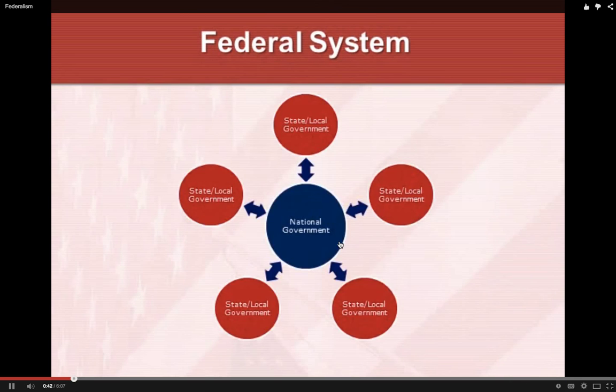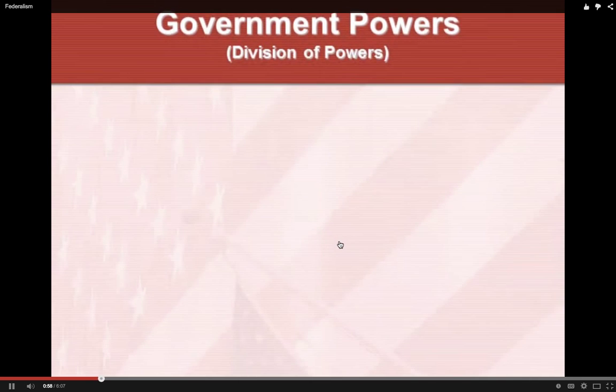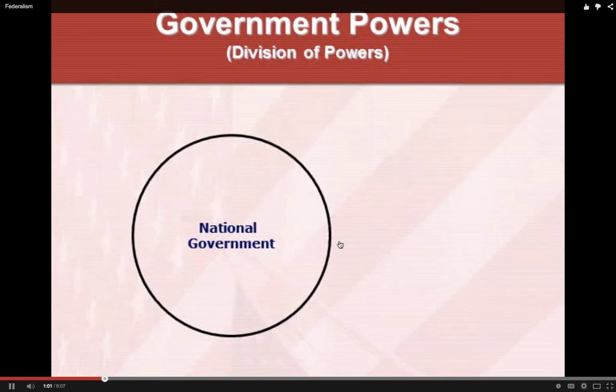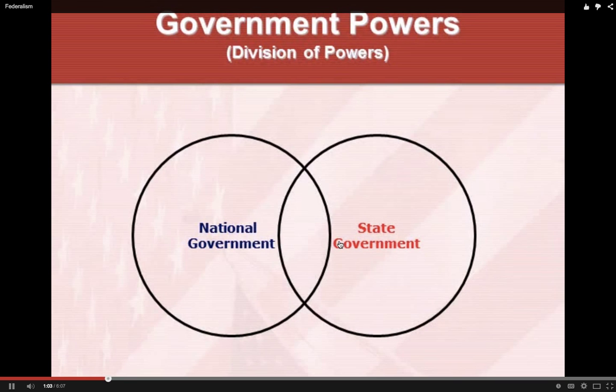So in the Venn diagram, what we're going to show is how this power is shared. If we see here, you have a national government with shared powers with the local governments, and we call our local governments state governments. Depends on which country you're in, depends on what they're going to call theirs. Like I said, we're going to fill this Venn diagram out. The first one here, we're going to look at the national government and then the states.